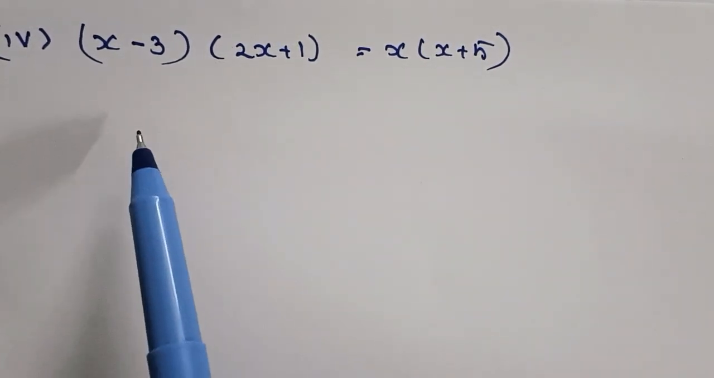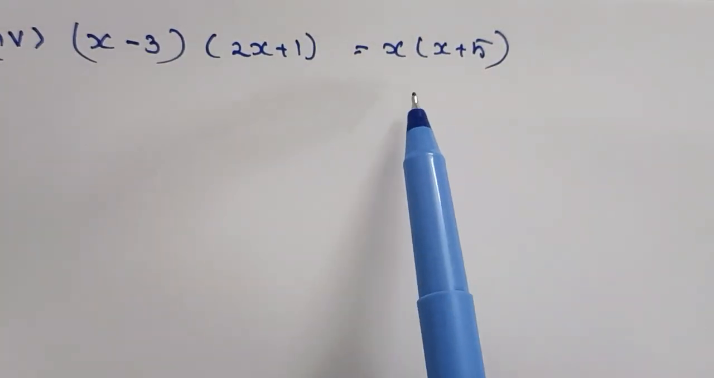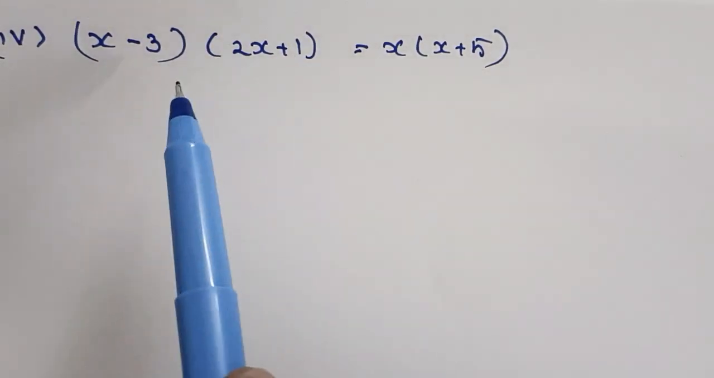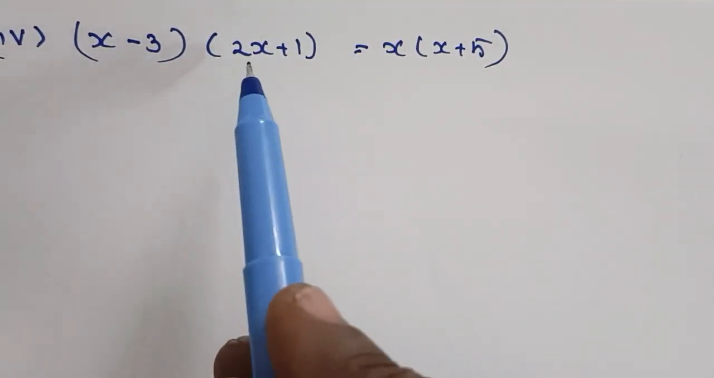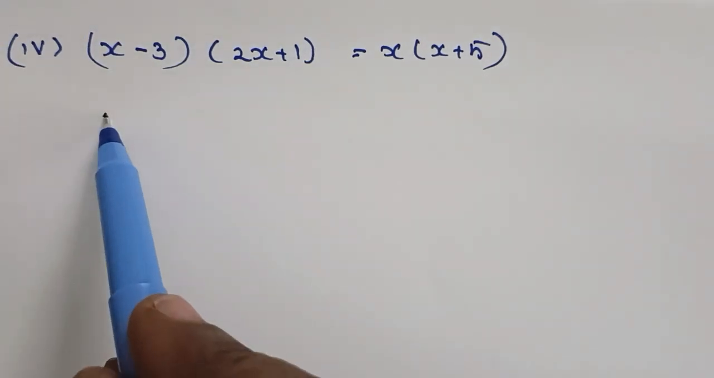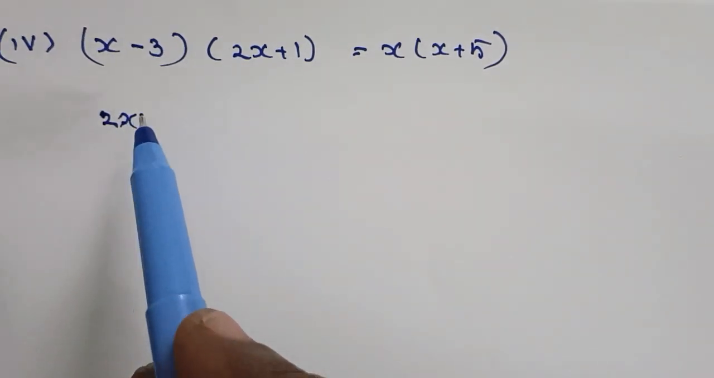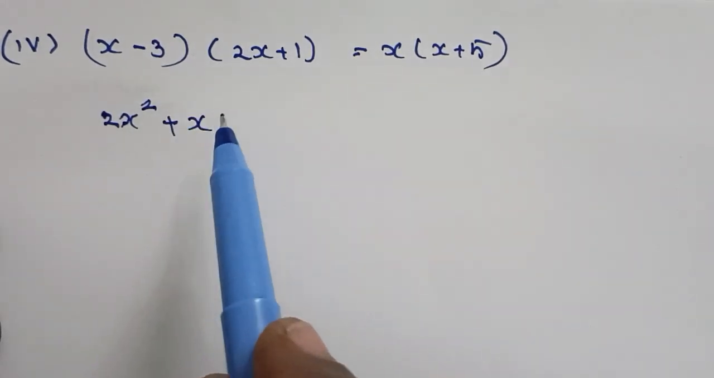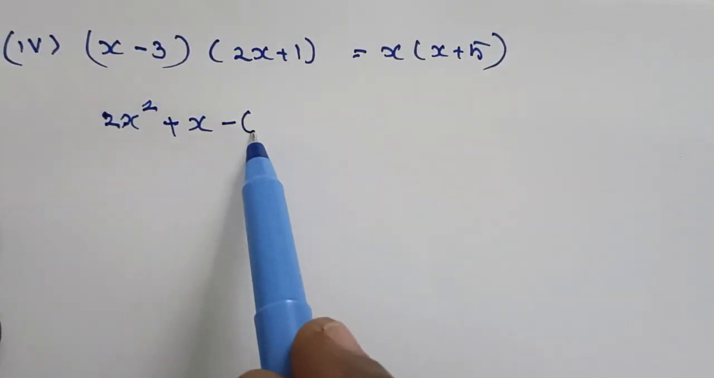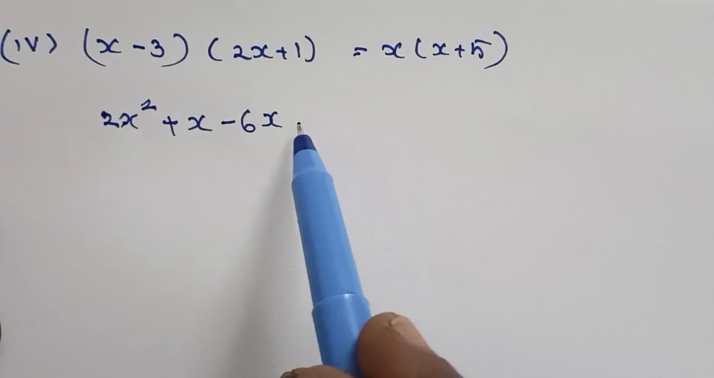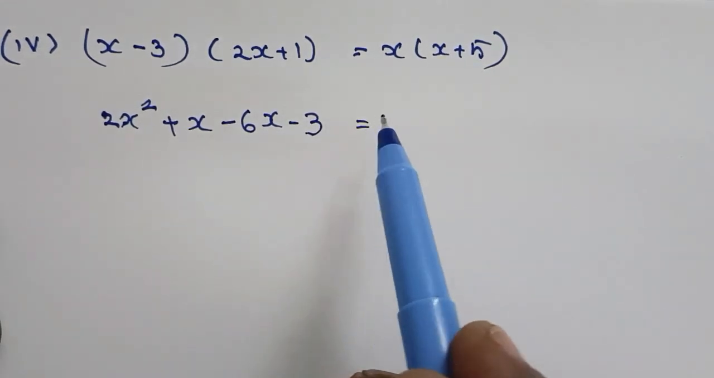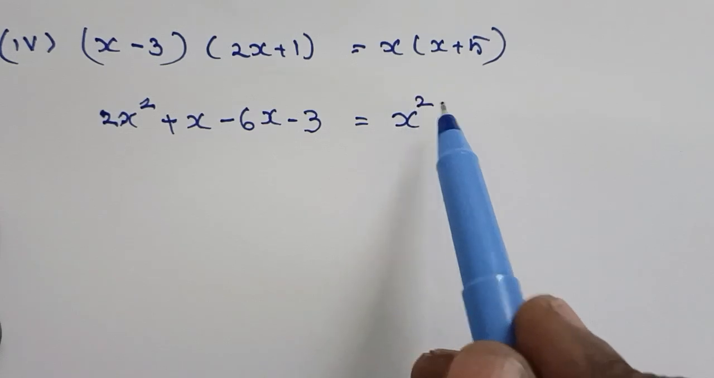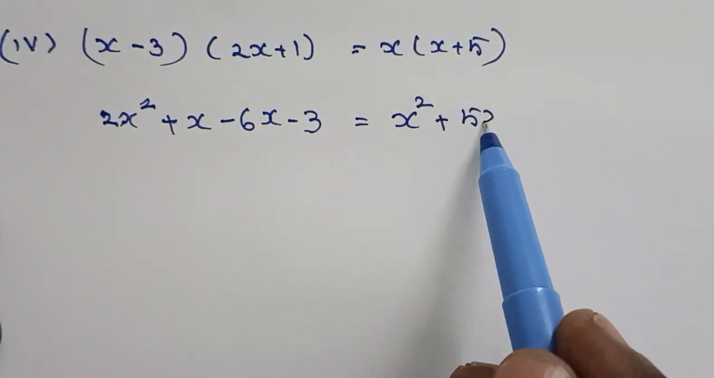Fourth question, (x − 3)(2x + 1) = x(x + 5). Here there are no identities. First, we have to open the bracket. x into 2x + 1: x into 2x is 2x², x into plus 1 is plus x. Minus 3 into 2x is −6x. Minus 3 into plus 1 is minus 3, equal to. Here also we have to open the bracket. x into x is x², plus x into 5 is 5x.